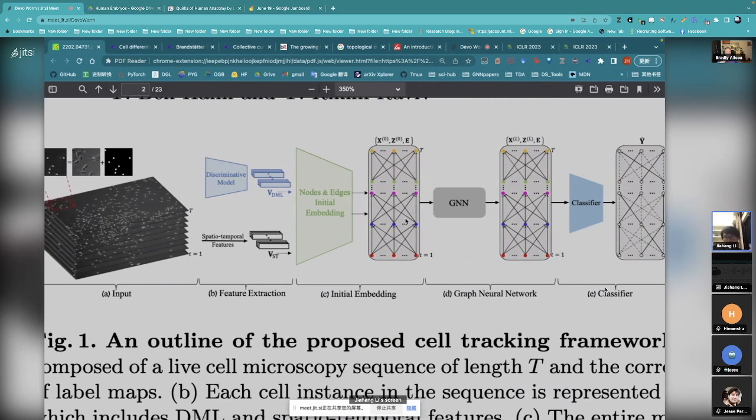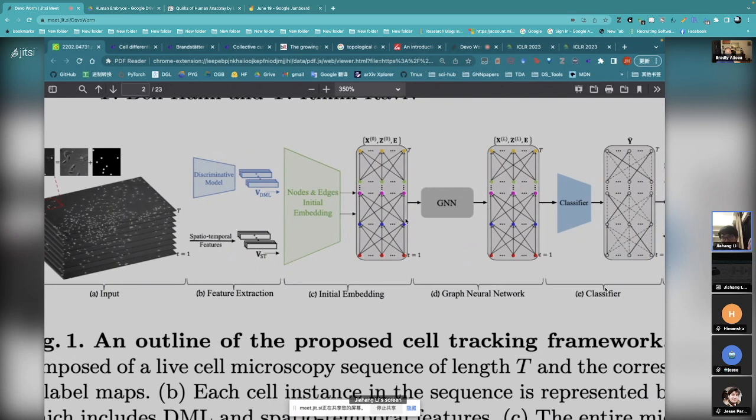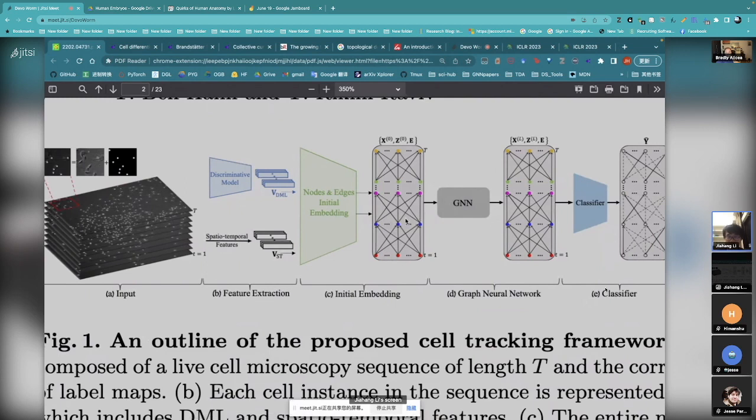And then after that, you will have a temporal point cloud. For example, for each frame you have a point cloud, and this point cloud will change along the time. So you have a way to convert this temporal point cloud into a directed graph.